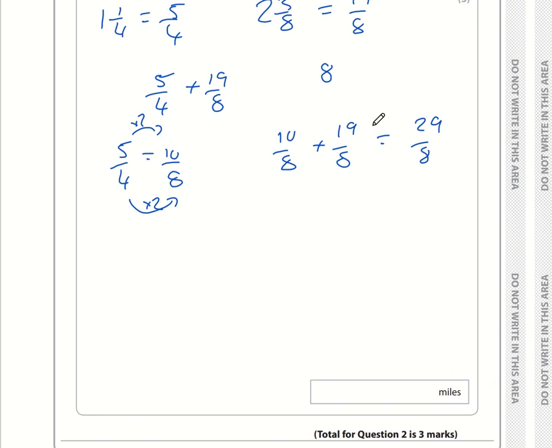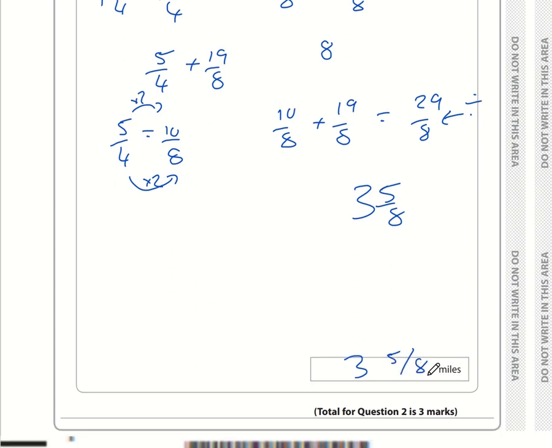Now, we don't usually give answers as improper fractions. We normally give them as mixed numbers. So how many eighths go into 29? Remember that the line of a fraction means divide. So what is 29 divided by 8? 8, 16, 24. So that is 3, and that comes to 24. 29 take away 24 is 5. So there is a remainder of 5, so 5 eighths. So the answer is 3 5/8 of a mile.